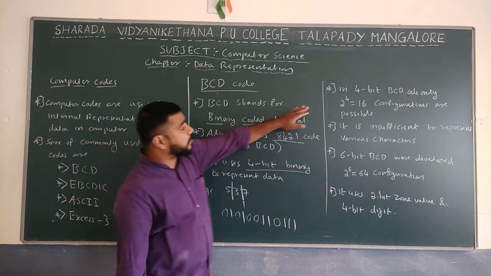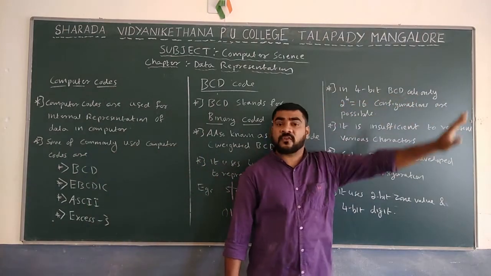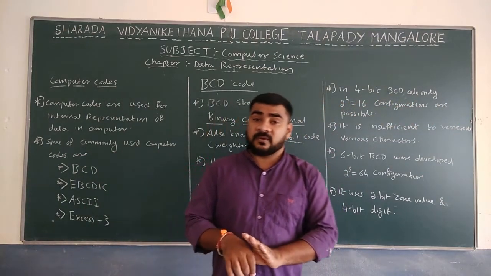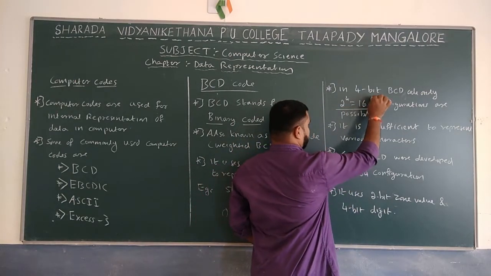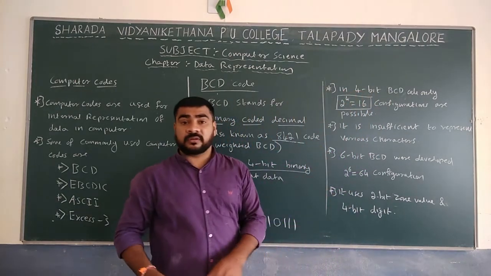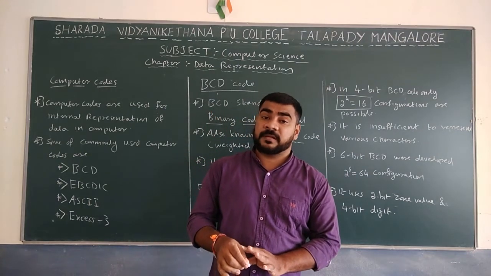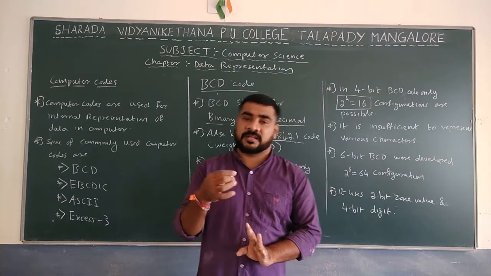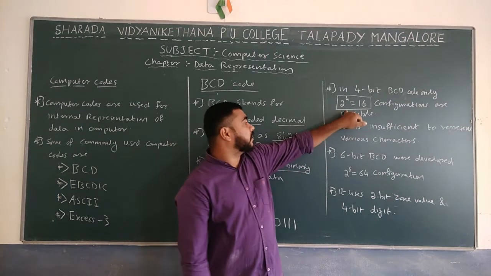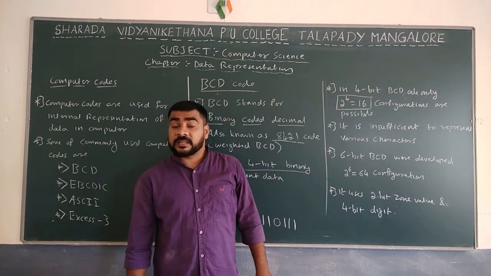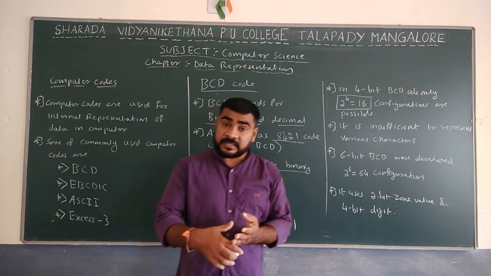Then a 4-bit BCD code can represent only 16 numbers, that is 2 raised to 4. In total 16 numbers, or 16 different combinations, can be represented. But is that 16 enough?